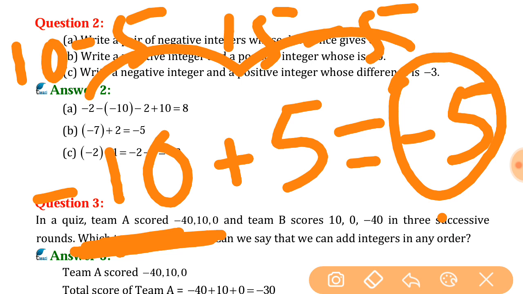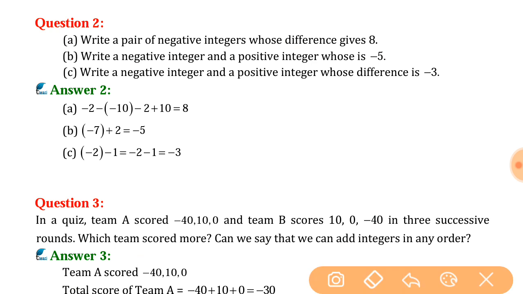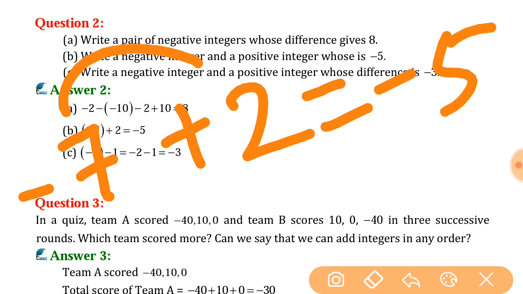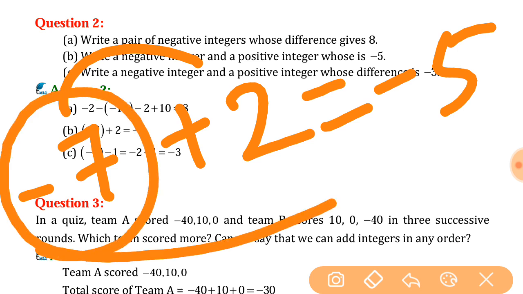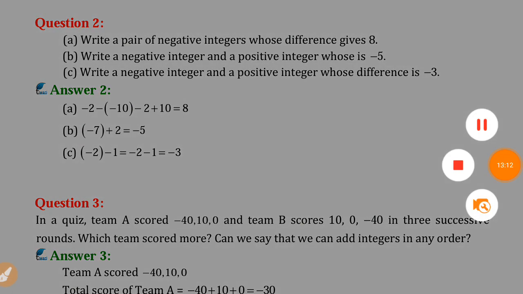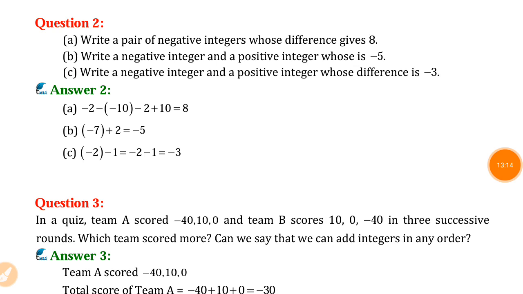Clear about it. But here I have written minus 7 plus 2 also gives minus 5. Why? Because there is a difference, 7 minus 2, 5 only, but the bigger numeral is negative, that's why it is minus 5. I hope you understand. You can write plenty of examples to get minus 5 as the answer. In the same way we can see the C question.